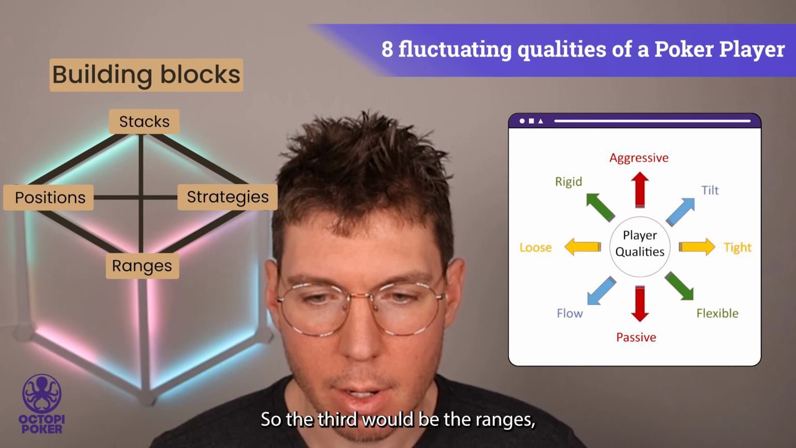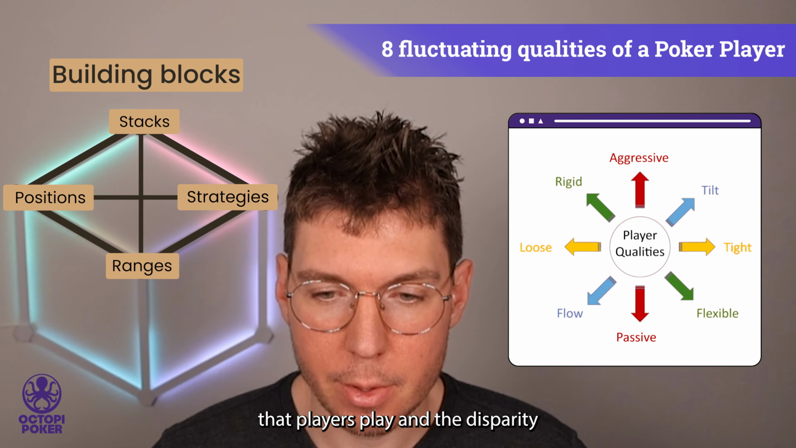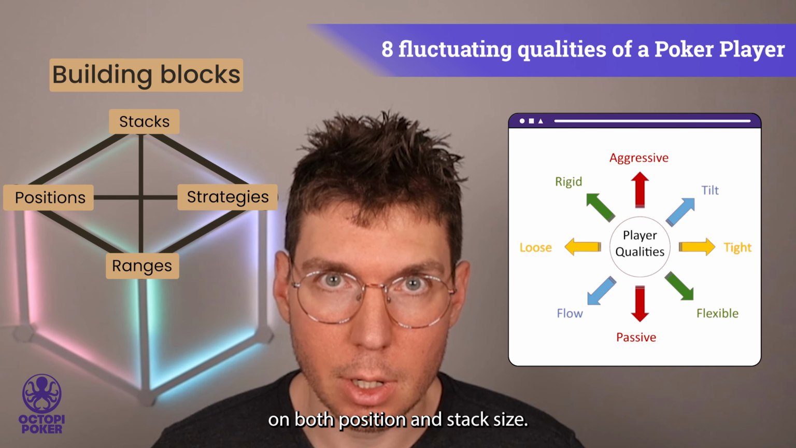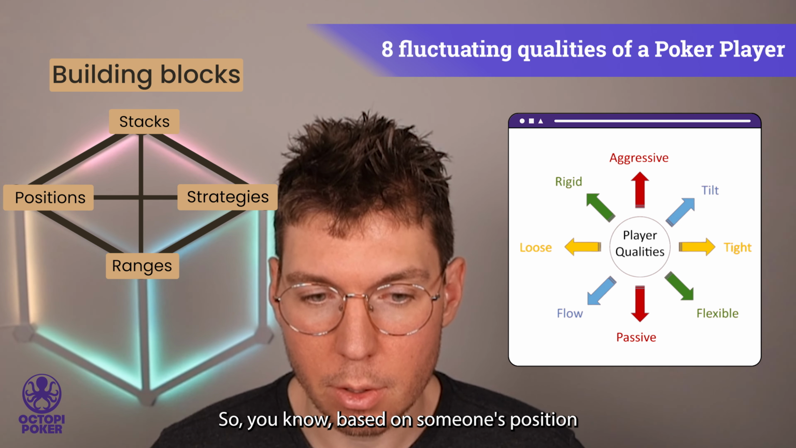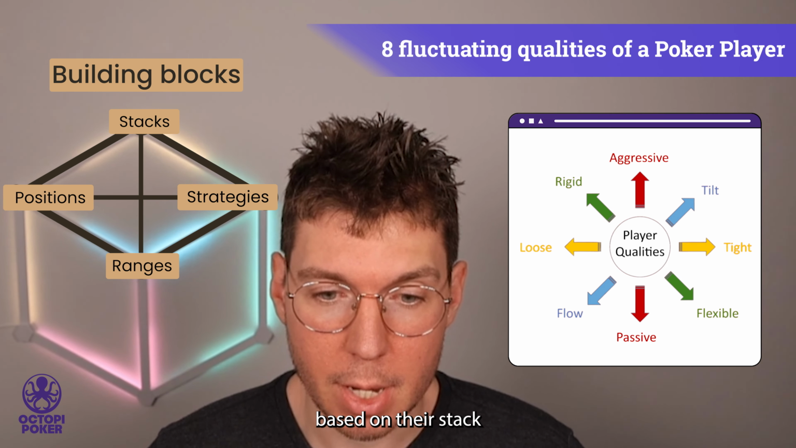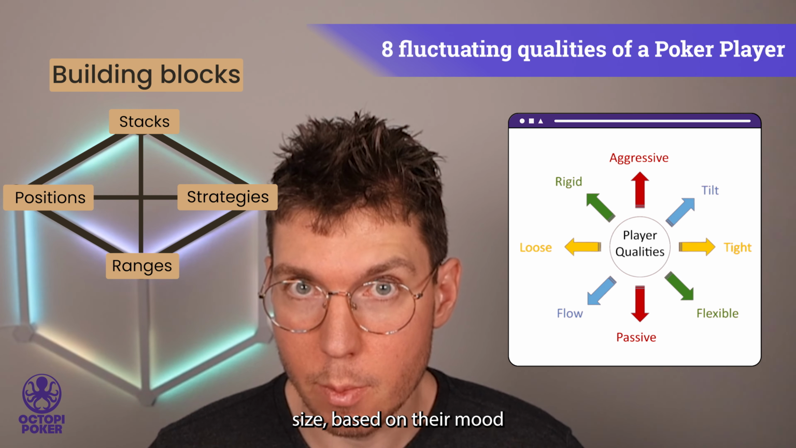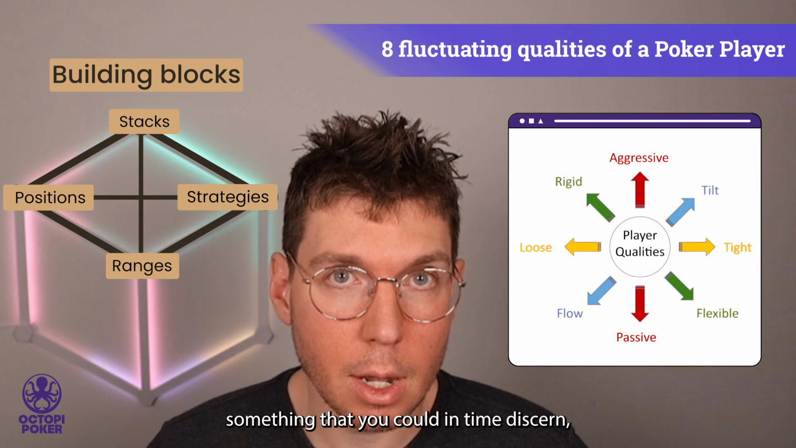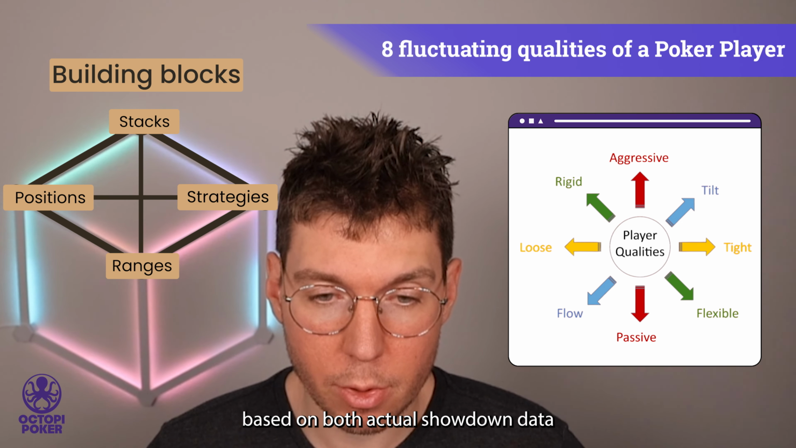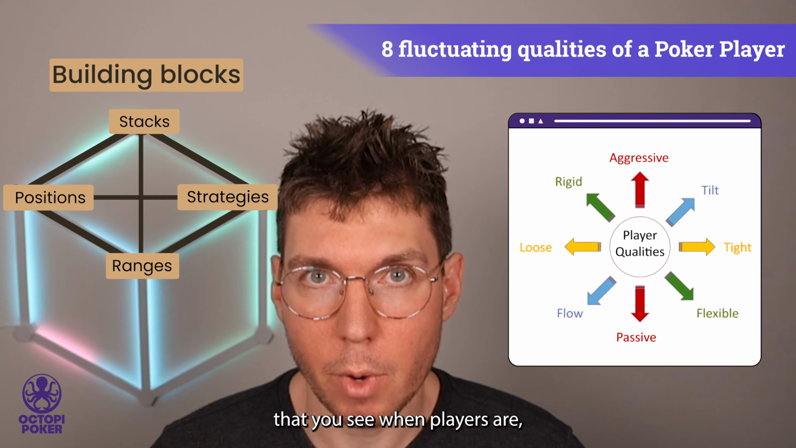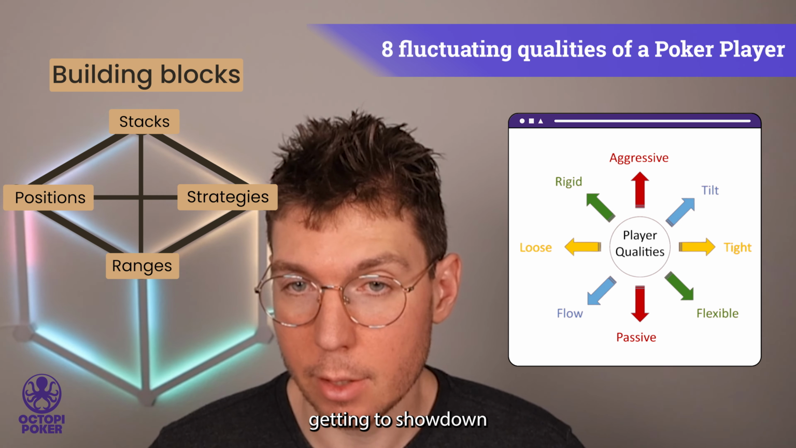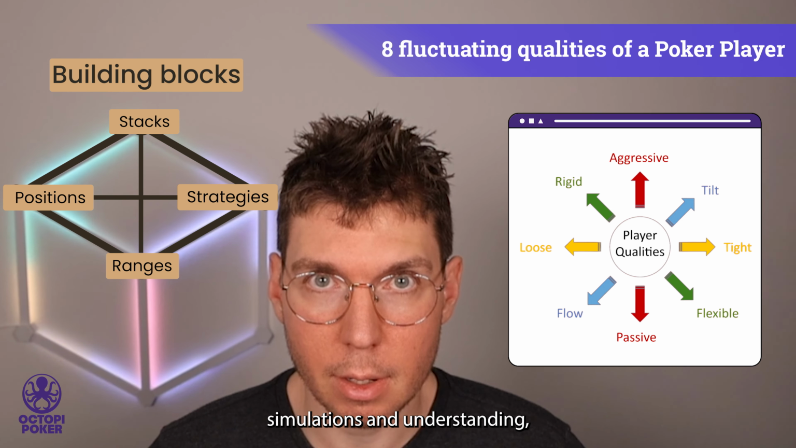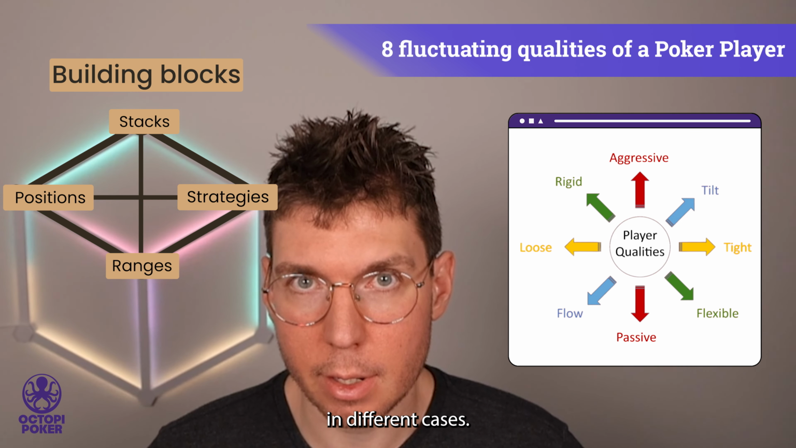So the third would be the ranges that players play and the disparity between whether they're loose or tight. And again, this is largely going to hinge on both position and stack size. So, based on someone's position, their stack size, their mood and their general style, this would be something that you could, in time, discern based on both actual showdown data that you see when players are getting to showdown, showing their cards, as well as studying simulations and understanding what different ranges are meant to look like in different cases.